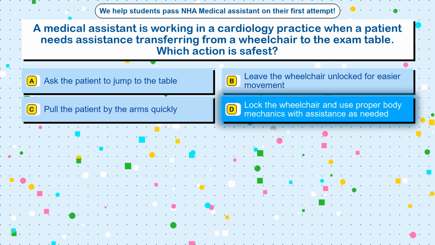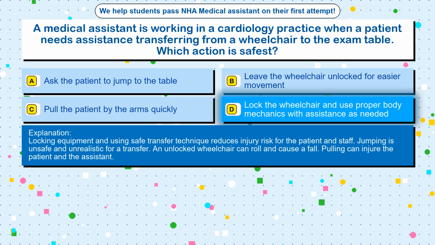The correct answer is option D. Lock the wheelchair and use proper body mechanics with assistance as needed. Locking equipment and using safe transfer technique reduces injury risk for the patient and staff. Jumping is unsafe and unrealistic for a transfer. An unlocked wheelchair can roll and cause a fall. Pulling can injure the patient and the assistant.